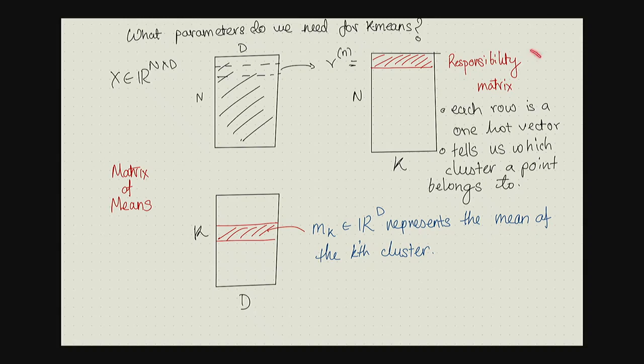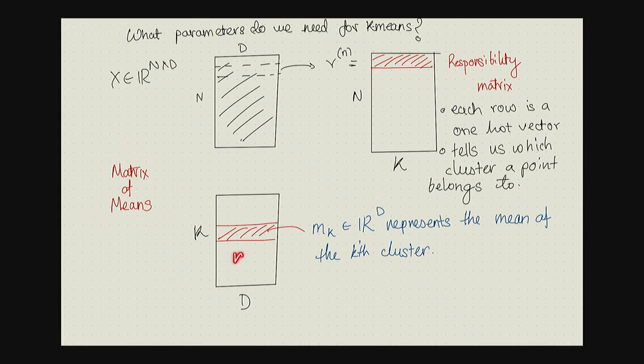So that's what the responsibility matrix is. The other set of parameters that we have for this algorithm is this matrix of means. This is a k by d matrix, where each row m_k in R^d represents the mean of the kth cluster. So those circles, or those x's that we were seeing before, are going to be represented in this matrix of means.